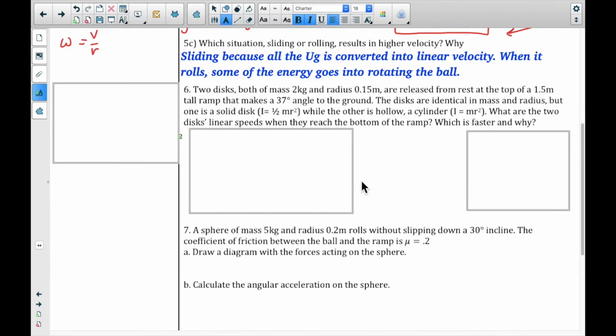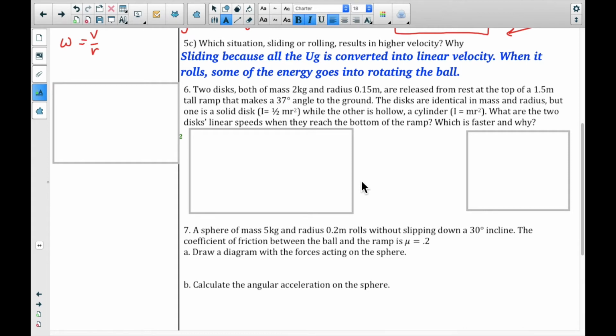All right, next example, number 6. Two disks, both have the same mass and the same radius, are released from rest at the top of a ramp that makes a 37-degree angle to the ground. At this point, I'll tell you that we don't really care about that angle. That is just a distractor at this point.